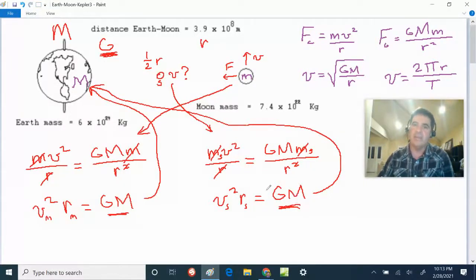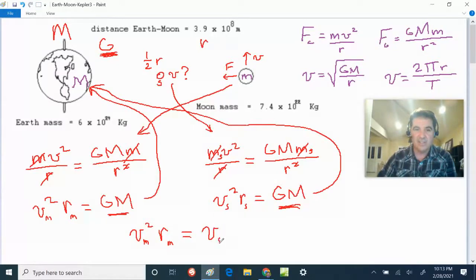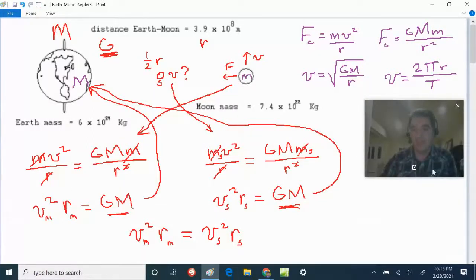So doesn't that mean that since this is equal to that, I can say the velocity of the moon squared times the radius of the moon should be equal to the same ratio as the velocity of the satellite squared times the radius of the satellite? And yes, indeed, this is exactly what we're talking about with Kepler's law, saying that they fit these ratios that are involved.